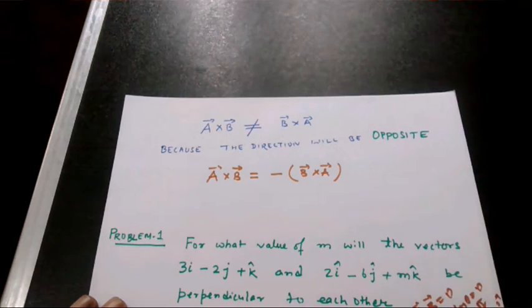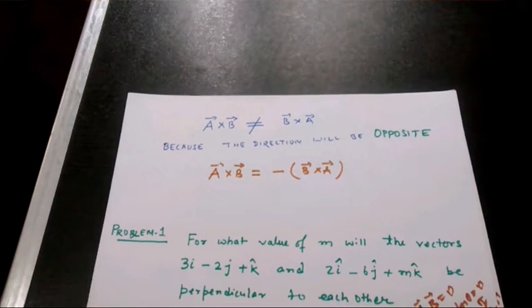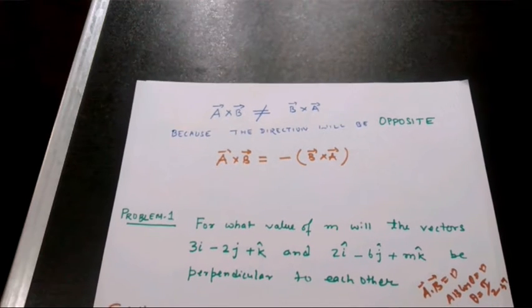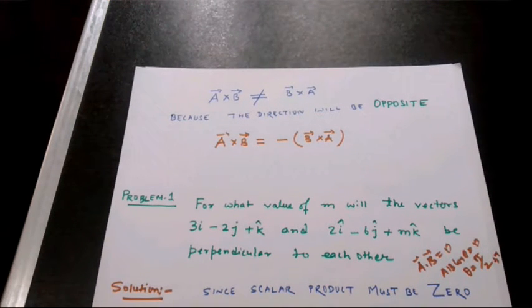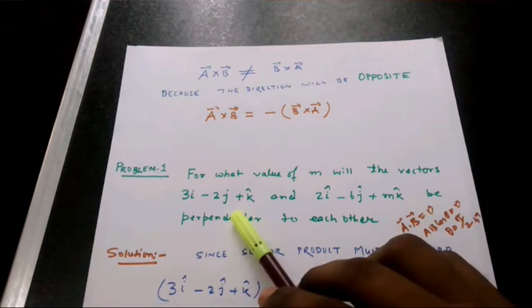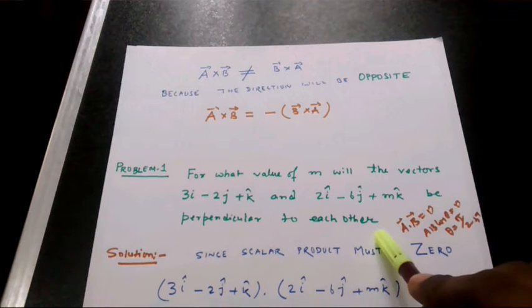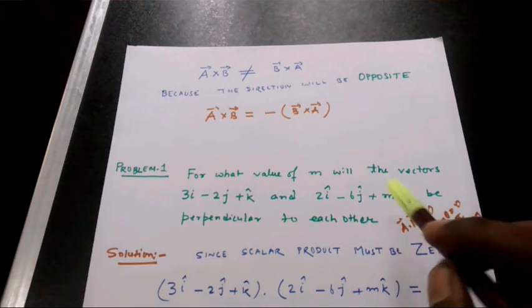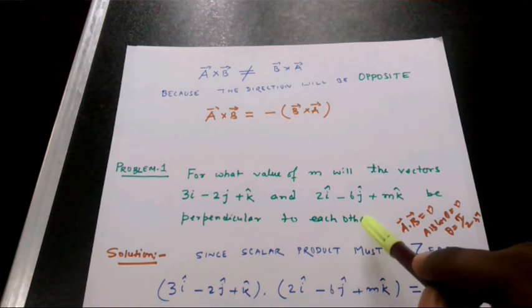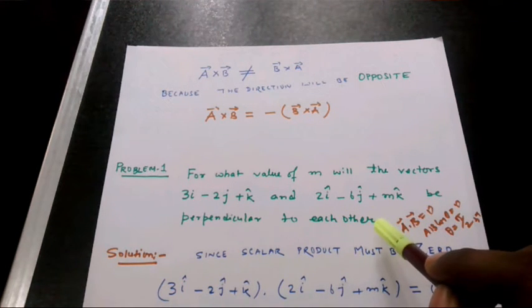Next, I am providing a solution of a problem. This way it will clear your concept about the dot product. For what value of m will the vectors, this one and this one, be perpendicular to each other? If two vectors are perpendicular to each other, then their dot product must be 0.